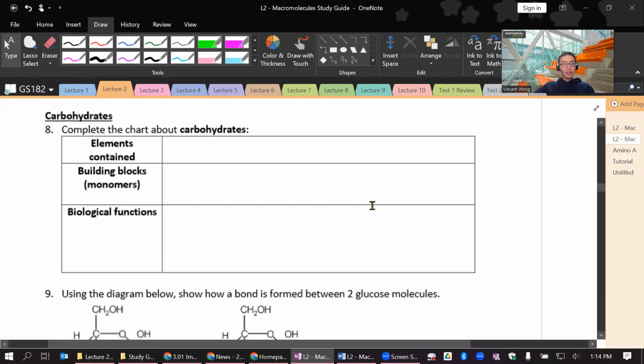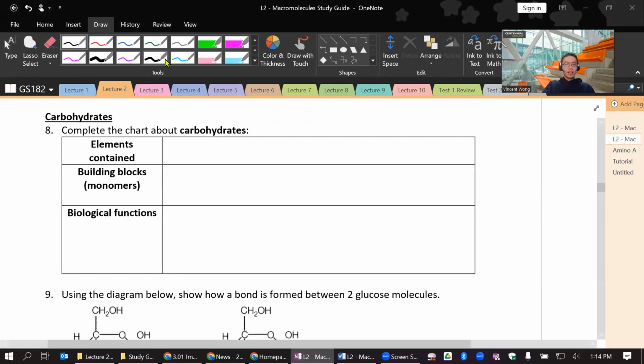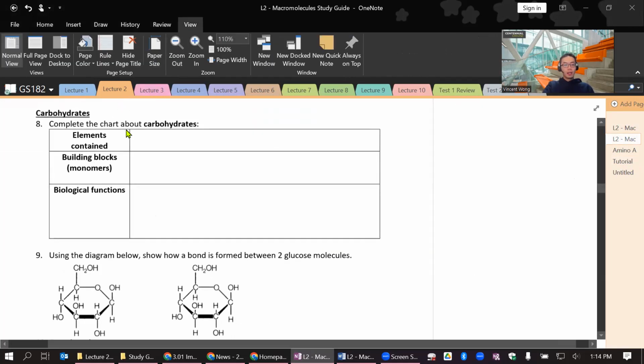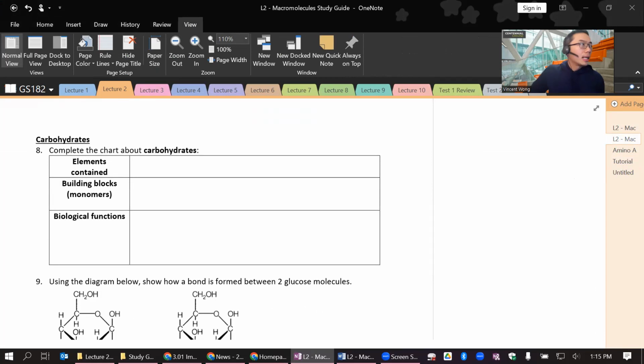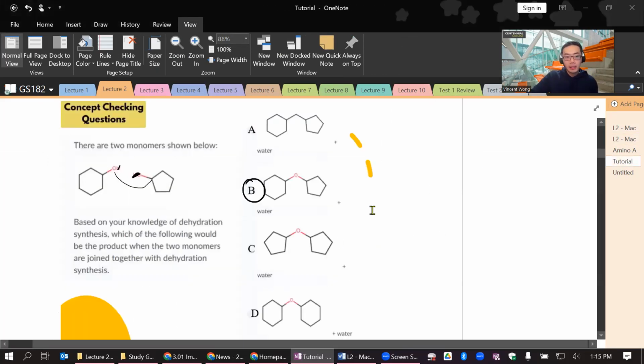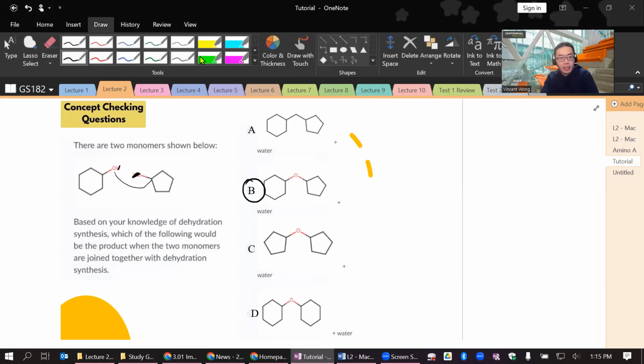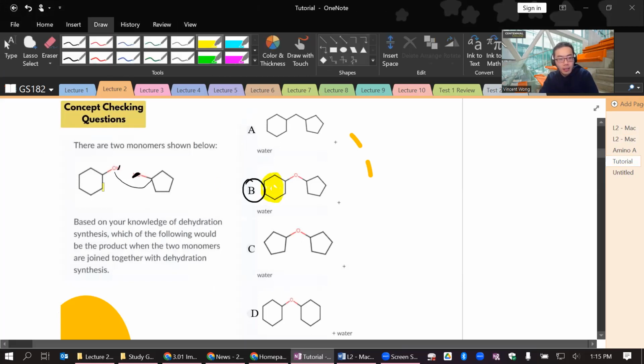All right. Now we're gonna move on to the carbohydrates. The answer is B for the previous question. The hexagon is like over here, right? This part corresponds to that, and then the pentagon corresponds to that, right? Yes, yes. Yeah. All right.